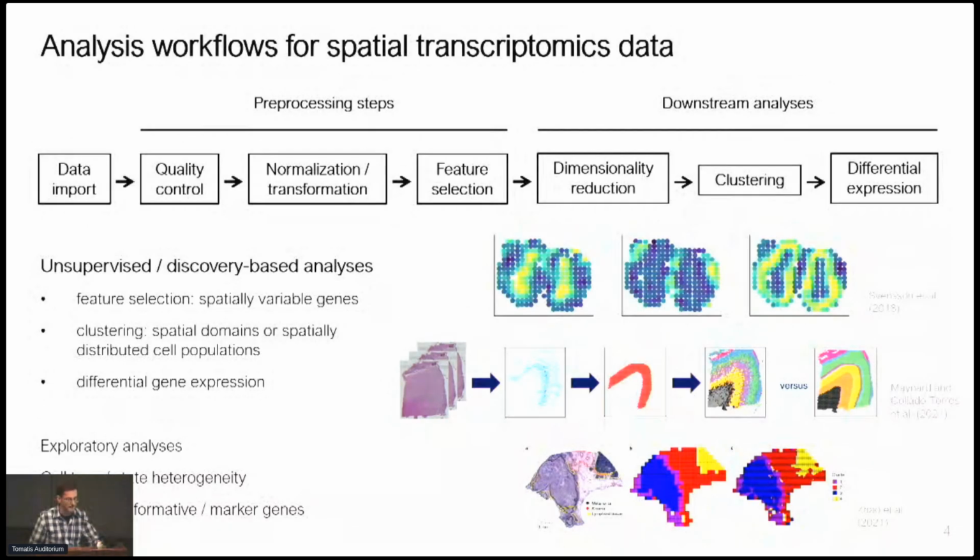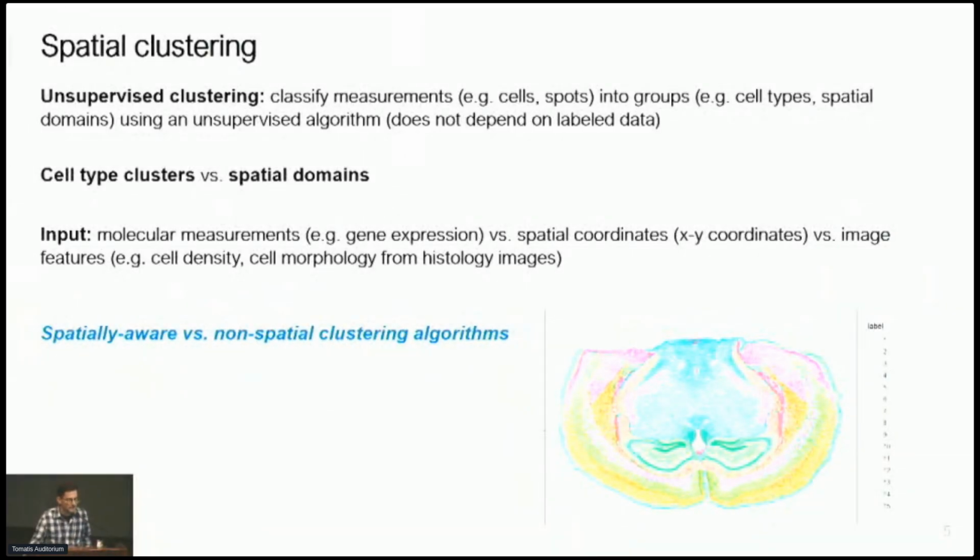In a typical analysis workflow for this type of data, we have several different steps, starting with pre-processing and then further downstream analyses: feature selection, dimensionality reduction, clustering, and so on. Here we're focusing on clustering to identify spatial domains or spatially distributed cell populations, with some examples on the right from different data sets. Specifically, in unsupervised clustering, we want to classify measurements, cells or spots, into groups without relying on any external labels, using an unsupervised algorithm.